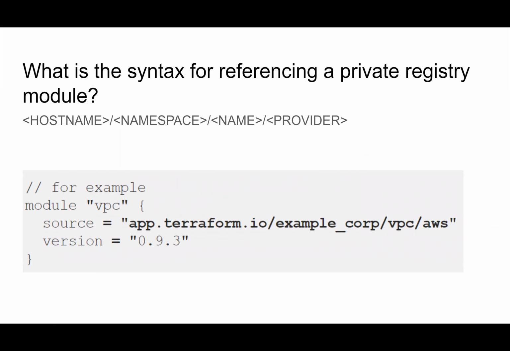What is the syntax for referencing a private registry module? In this case, we have to specify the hostname. So our host is app.terraform.io, the namespace is example-corp, the name of the module is vpc, and the provider is aws.